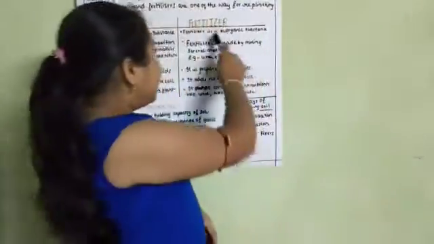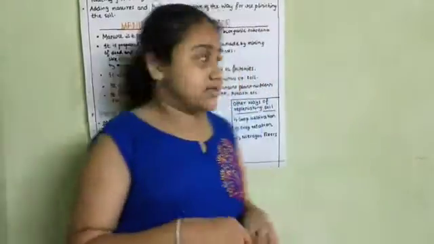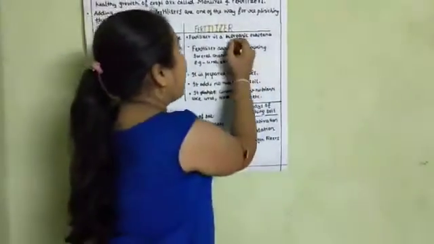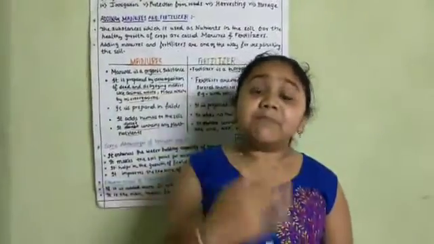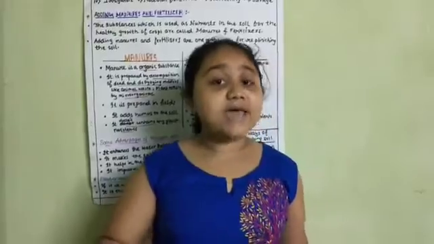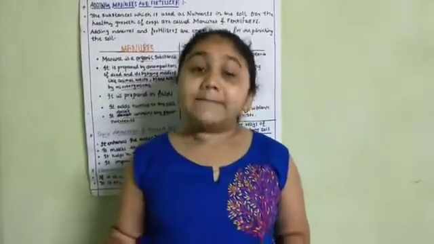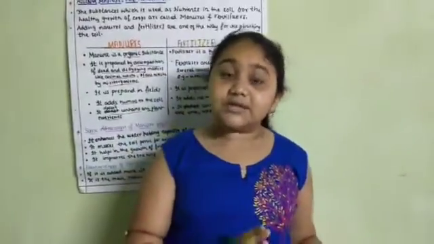Next comes fertilizers. Fertilizers are inorganic substances. Fertilizers are made by mixing up several chemicals. As we have learned, manures are made by decomposition, but fertilizers are made by several chemicals.